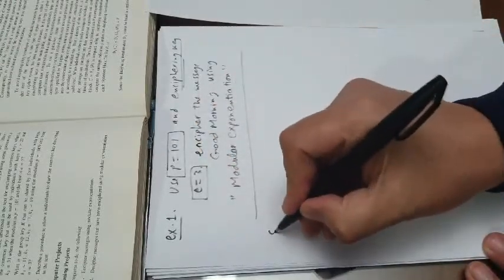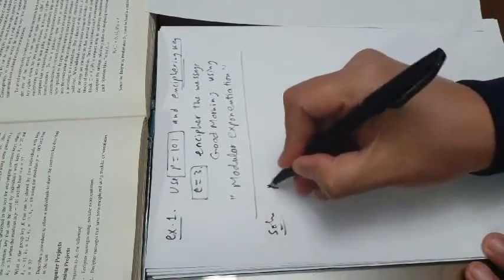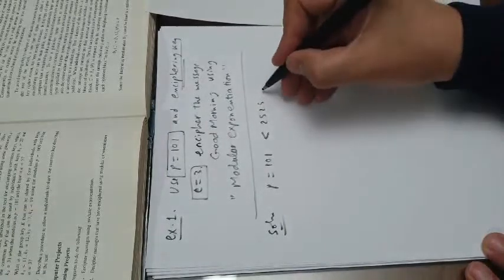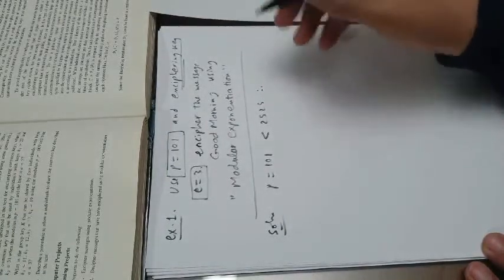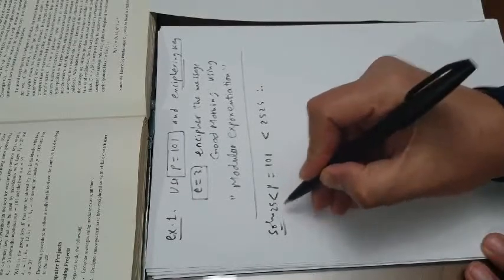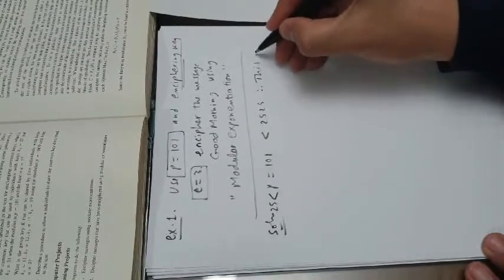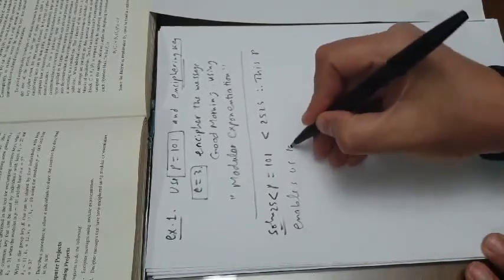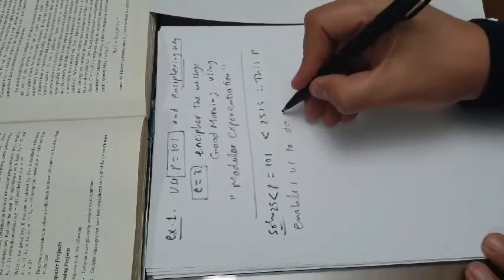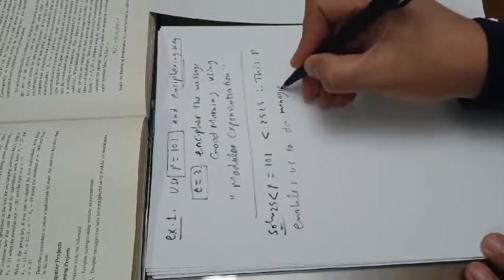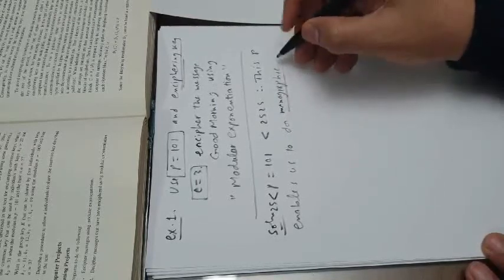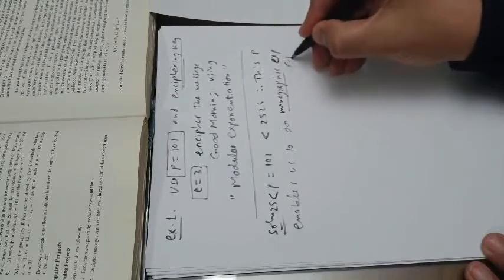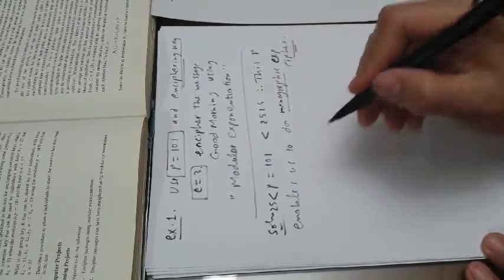So P, 101, is less than 2525, therefore, and this is bigger than 25, so this P enables us to do a monographic cipher, or exponential cipher. That's to say letter by letter.